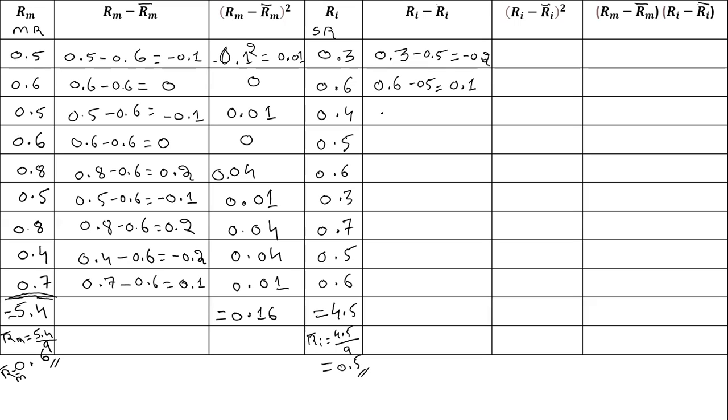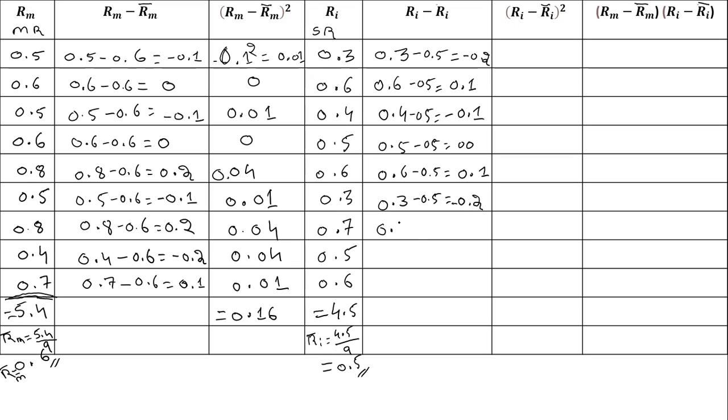So again, we will do it for 0.4 minus 0.5. So we'll get minus 0.1. Okay. So next, we'll do it for 0.5 minus 0.5. We will get 0. Next, 0.6 minus 0.5, so we'll get plus 0.1. Next, 0.3 minus 0.5, so I'll get minus 0.2.